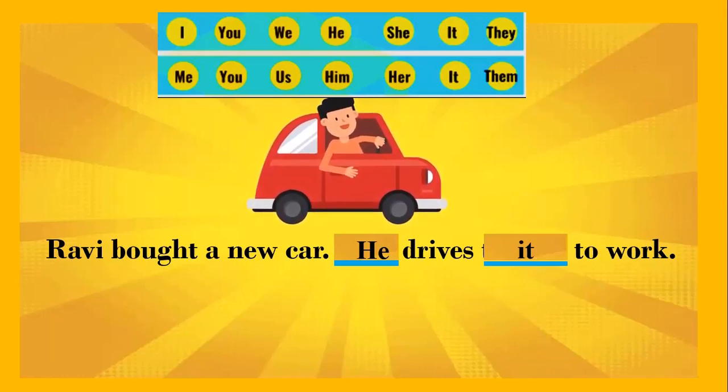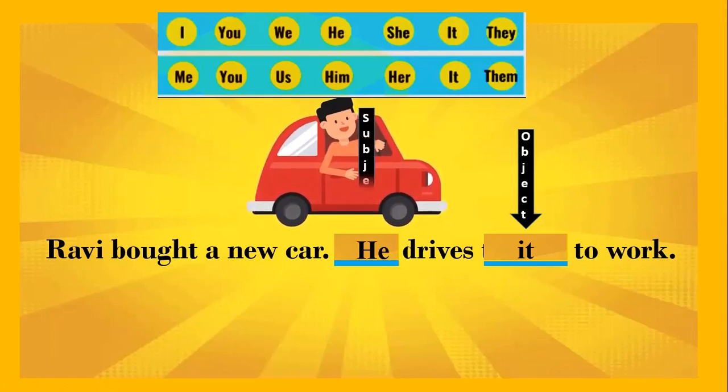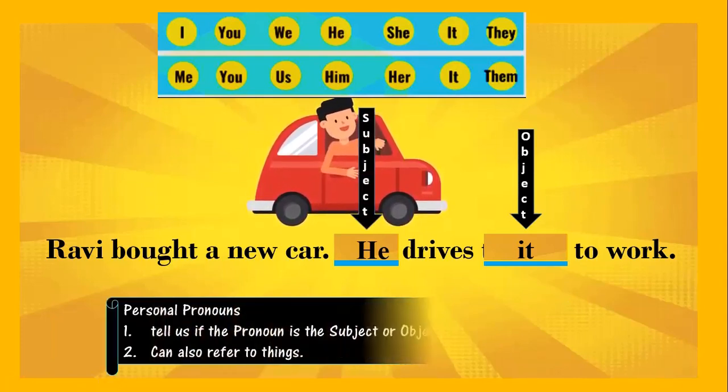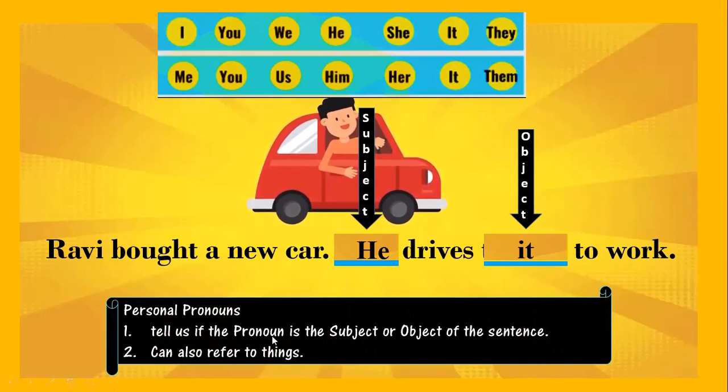So for inanimate objects, we use the personal pronoun it. Here the object pronoun it is singular. Similarly, the subject is also singular. So personal pronouns tell us if the pronoun is the subject or object of a sentence.